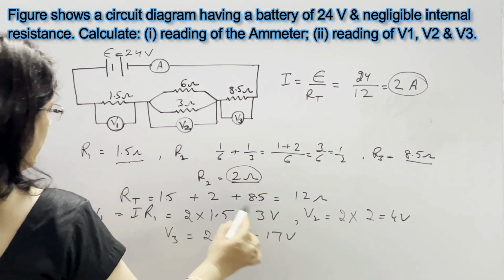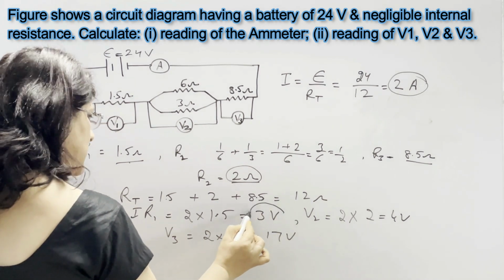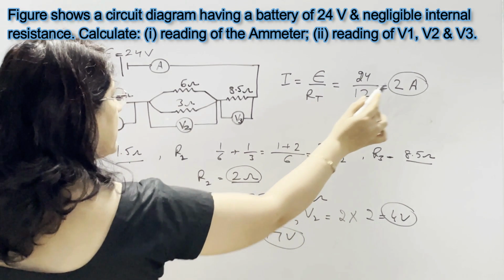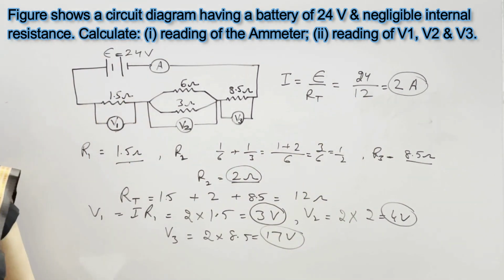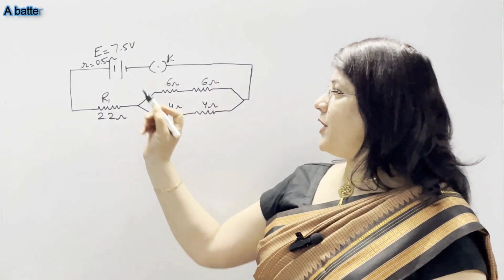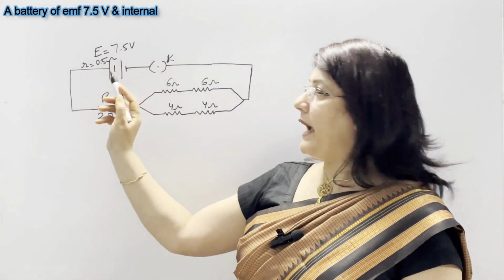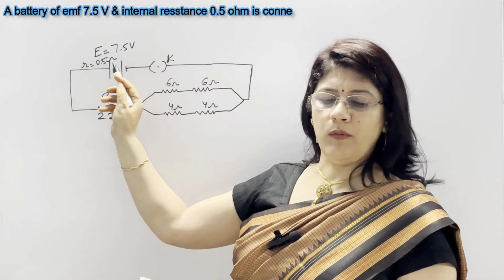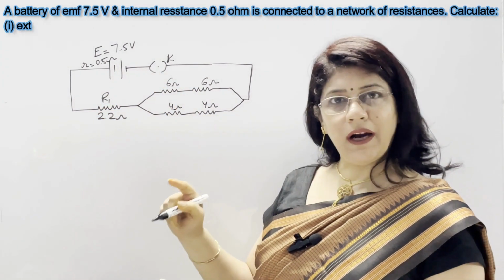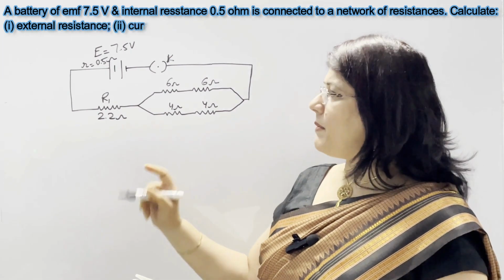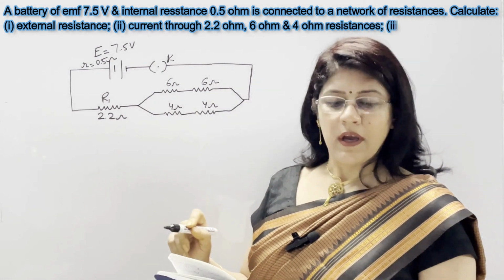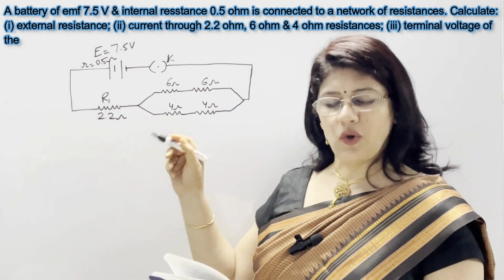So the value of voltage in first voltmeter is 3 volt, second is 4 volt, third is 17 volt and current in the ammeter is 2 ampere. This is our answer. Our second numerical: a battery of EMF 7.5 volt and internal resistance 0.5 ohm is connected to a network of resistances. Calculate in the first part the external resistance, in the second part the current through the 2.2 ohm resistor and the 6 ohm and 4 ohm resistances, and then in the third part the terminal voltage of the battery.